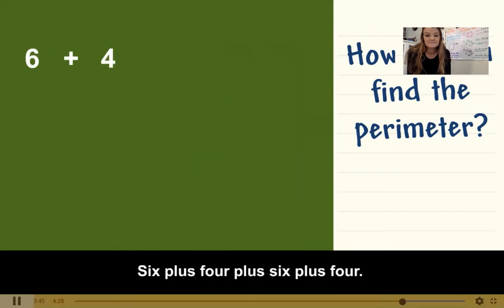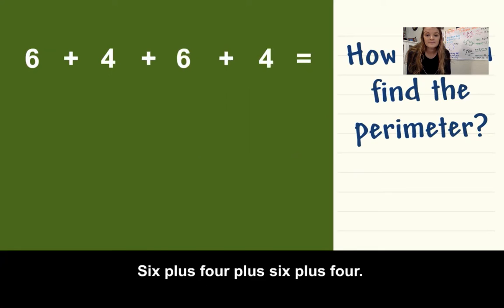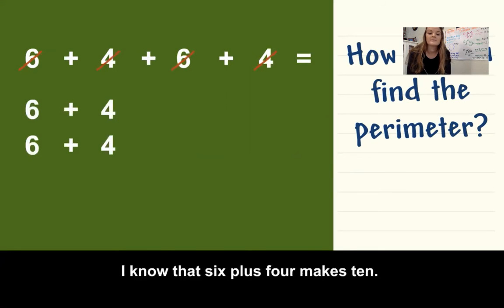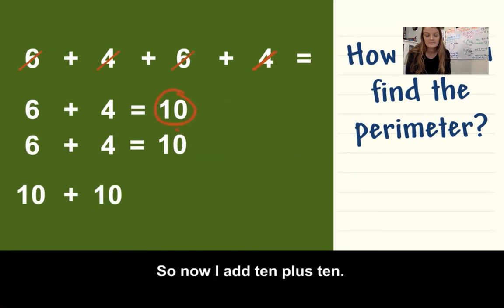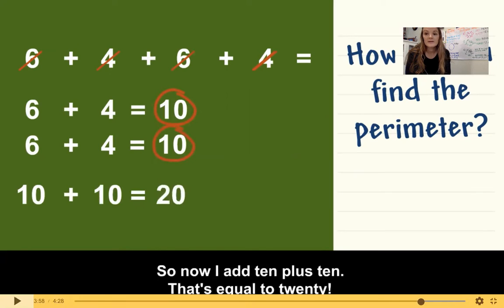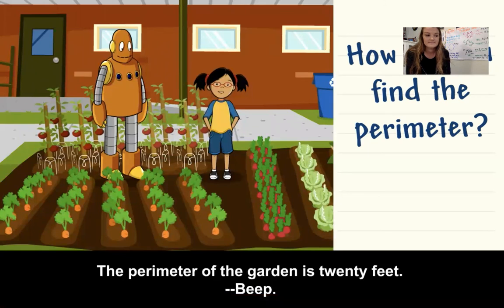6 plus 4 plus 6 plus 4. I know that 6 plus 4 makes 10. So now I add 10 plus 10. That's equal to 20. Now notice Annie did a different strategy for adding. What property tells us that it doesn't matter the order in which we add the addends? If you're thinking commutative property, you are correct. The commutative property of addition tells us we can add numbers in any order and still get the same sum. The perimeter of the garden is 20 feet.